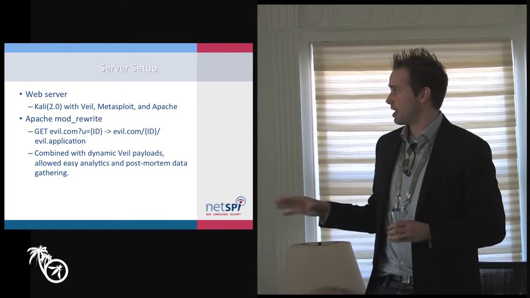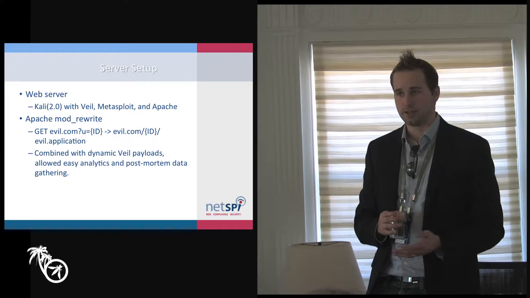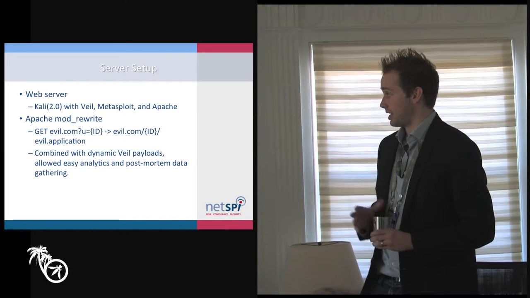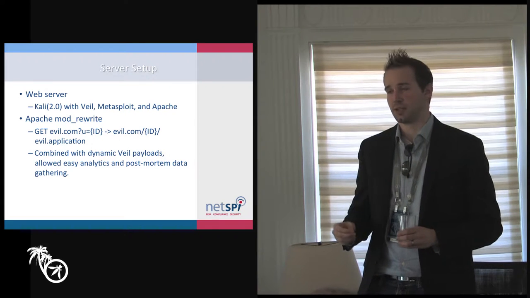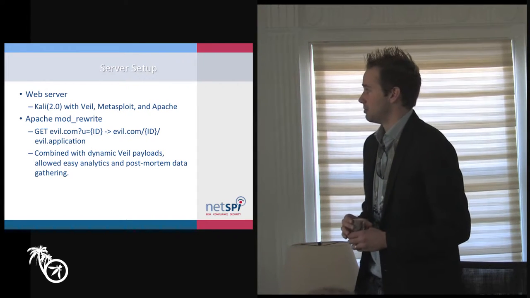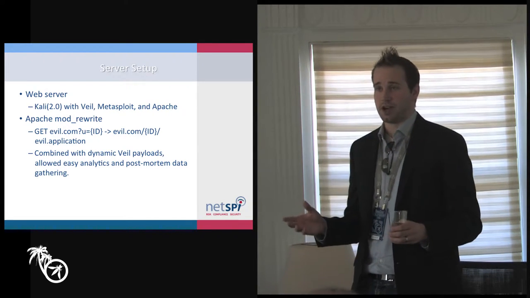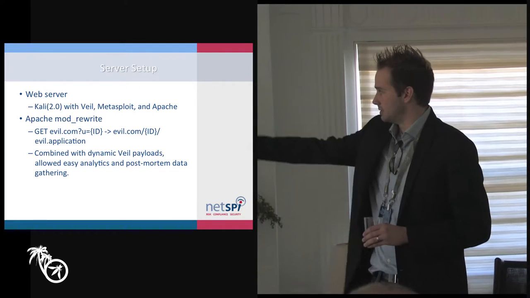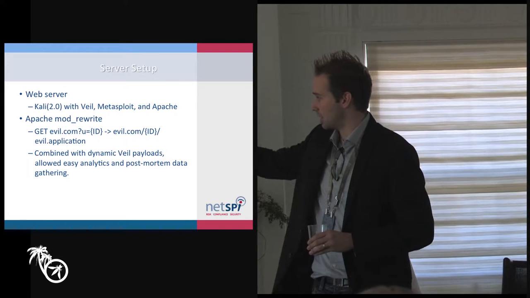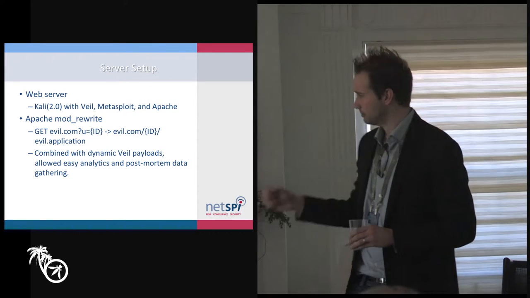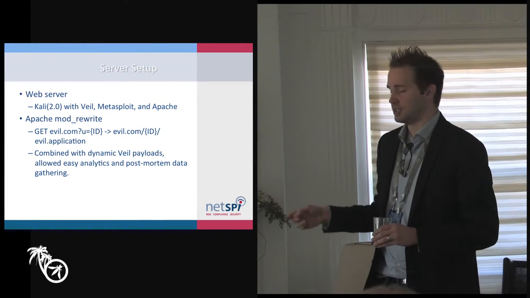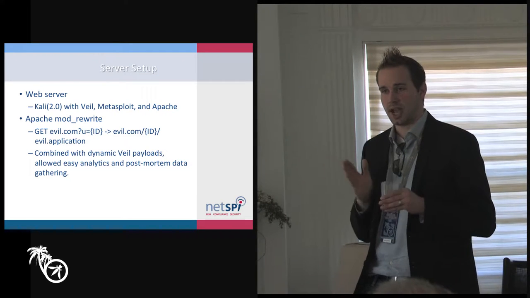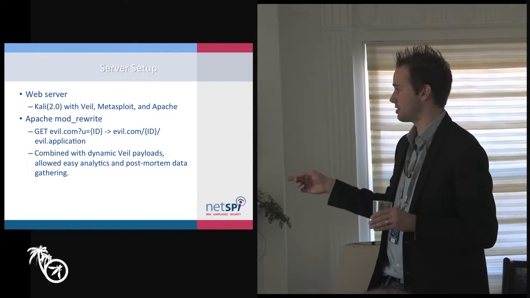The web server that I'm using for this is Kali 2.0. That's a penetration testing operating system. And on there I have Veil, Metasploit, and Apache. I used Apache because of the mod_rewrite functionality, honestly. So we could take a request for getevil.com with a UID there and switch that into a subdirectory and launch their ID-specific .application file for that user.